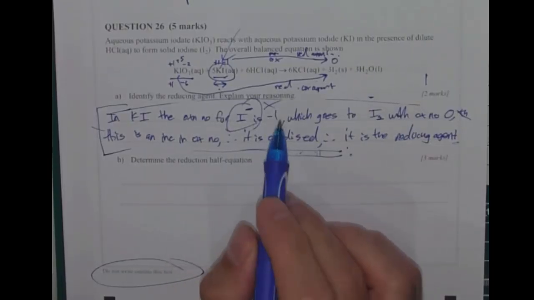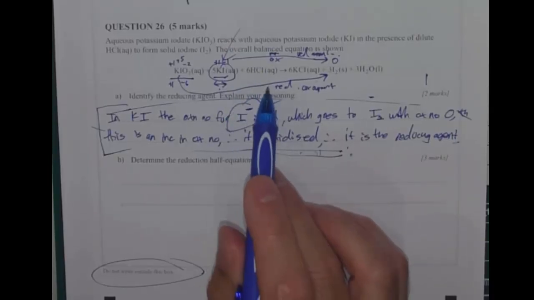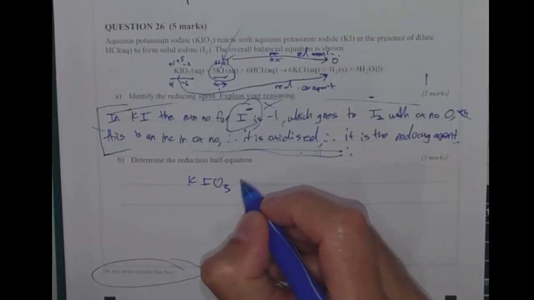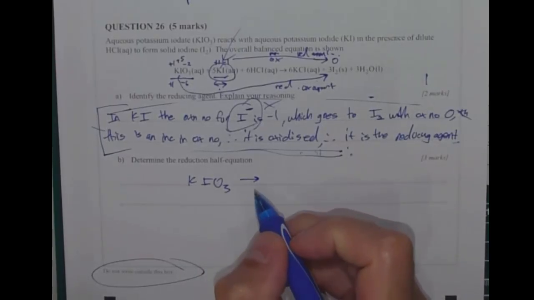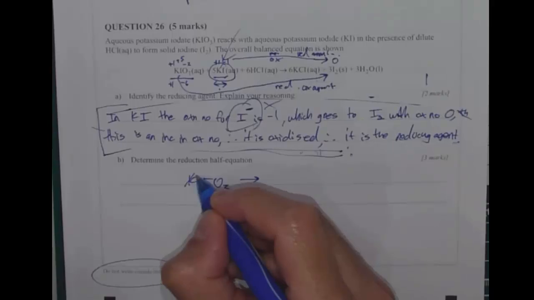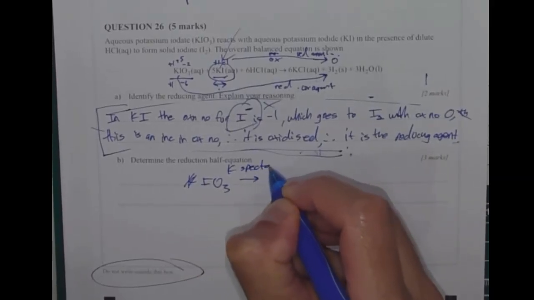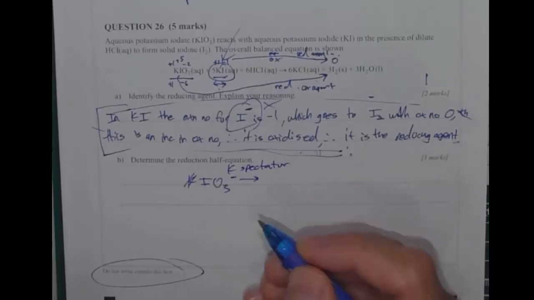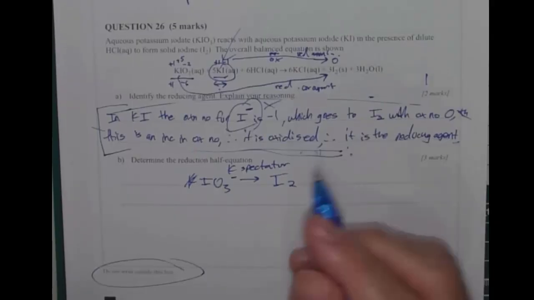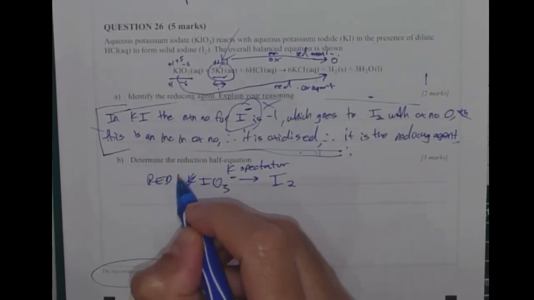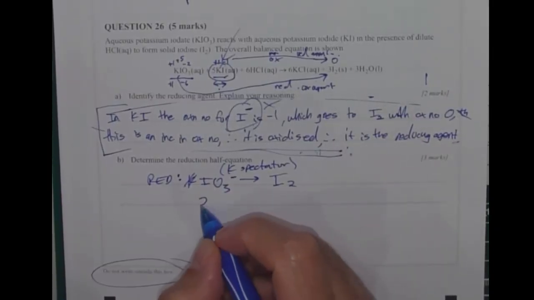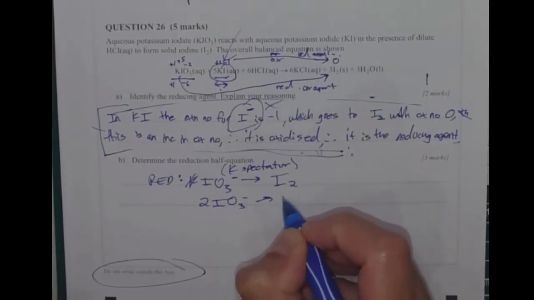Reduction half equation. So that was oxidized, so the reduction one is this. So KIO3 goes to... that's annoying because the K is a spectator. So I'm going to go IO3 minus goes to I2. And then I'm going to balance it. So if it was easy to leave the spectator ion in, I would. So first step is to balance these things.